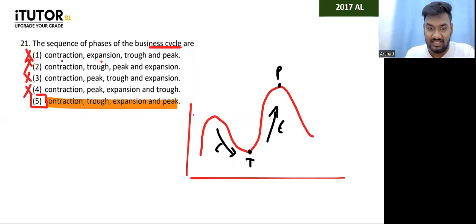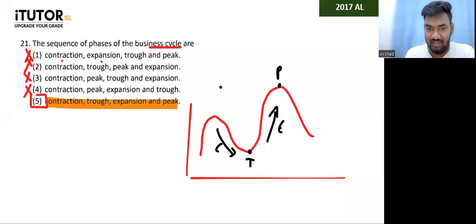In my past paper, the answer is 4. Contraction, peak, no, can't be. Others, guys, does your past paper say 4? 2017, question number 21. Okay, you'll have to correct it then.